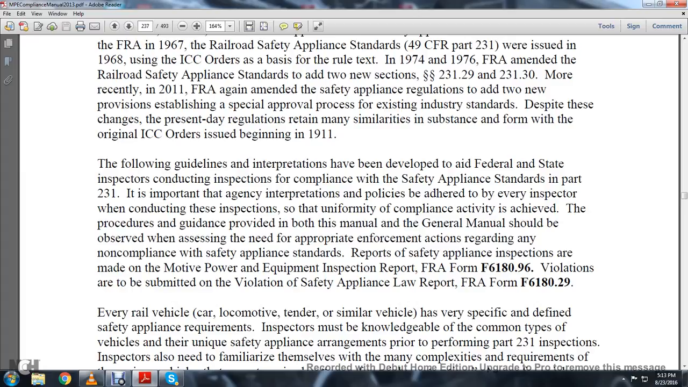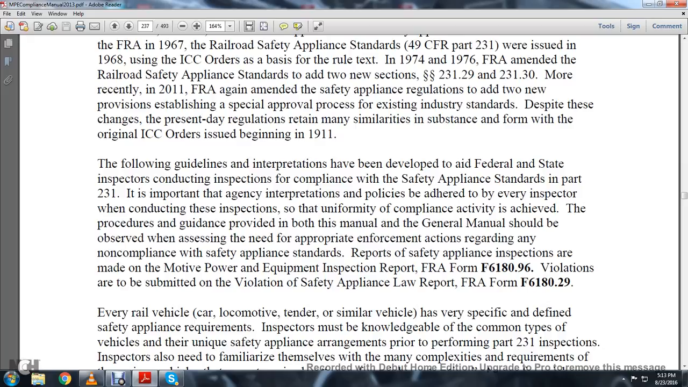The following guidelines and interpretations have been developed to aid federal and state inspectors conducting inspections for compliance with the safety appliance standards in Part 231. This is important agency interpretation policy to be adhered to by every inspector conducting these inspections, so uniformity with compliance activity is achieved. The procedural guidance provided within both this manual and the general manual should be observed when assessing the need for appropriate enforcement regarding any non-compliance with safety appliance standards.